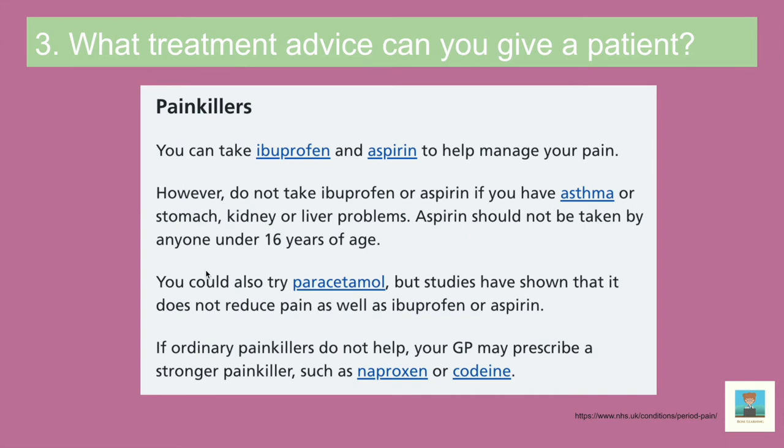So, what treatment advice can you give a patient? Well, the most obvious one, of course, is painkillers, and you can take ibuprofen and aspirin to help manage your pain. However, if you have asthma, then you're not allowed to take ibuprofen or aspirin. As well, if you have a stomach, kidney or liver problem, and aspirin should not be taken by anyone under the age of 16.